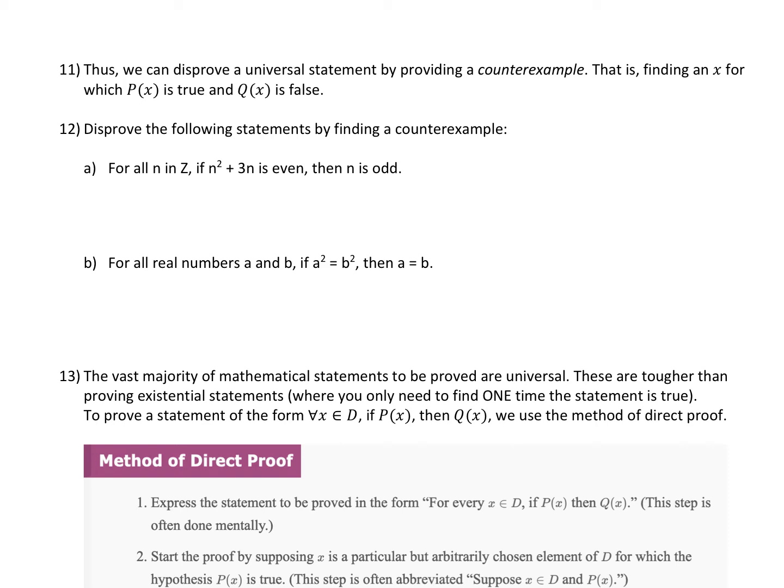All right, so the first even integer would be 2. So let's see, if I plug that in, I get 2 squared plus 3 times 2, which is 4 plus 6, which is 10. And I found my counterexample. That's it. So I found an even n that makes this true. So this says for all n in Z, if n squared plus 3n is even, true, then n is odd, false. So there's my counterexample.